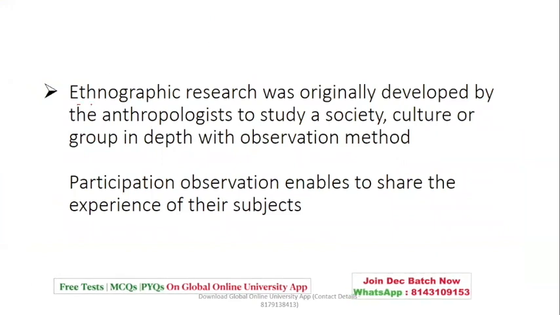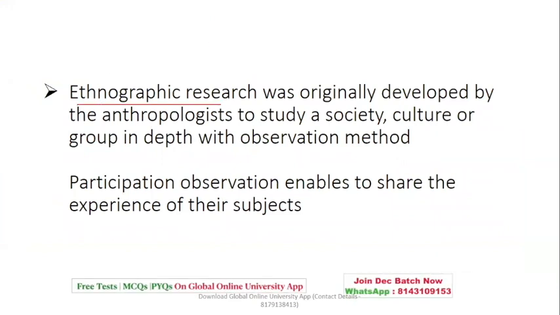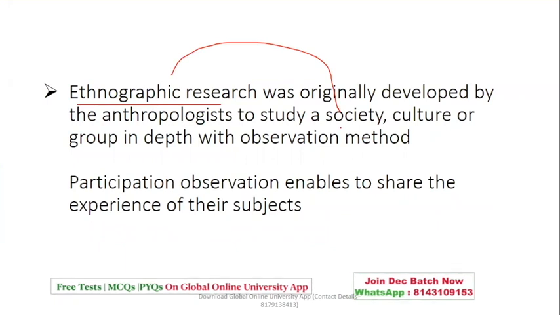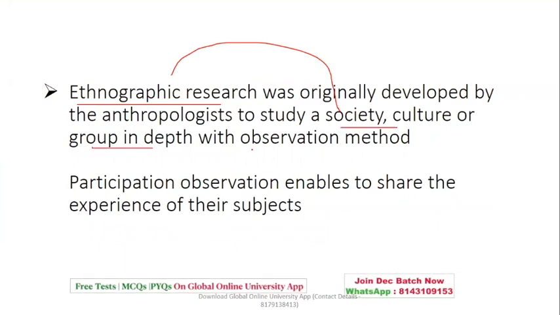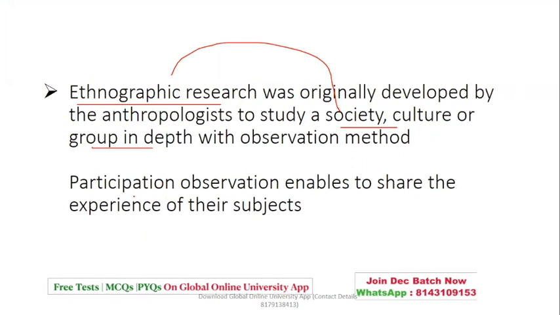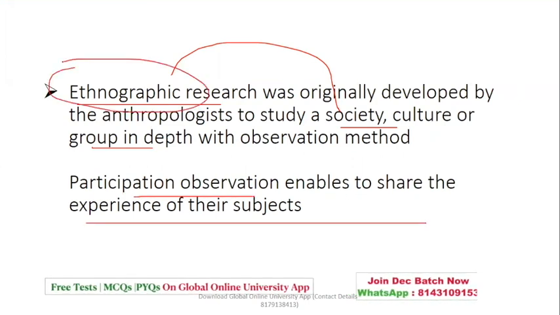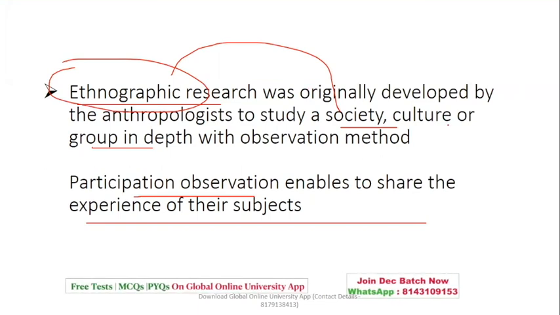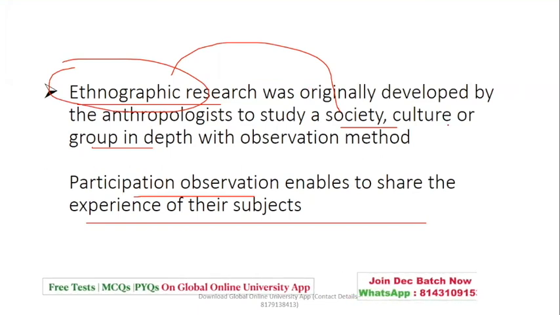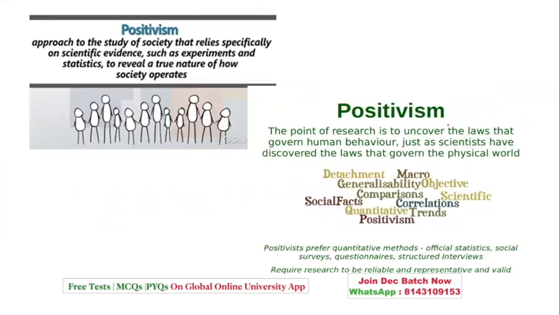Ethnographic research, here students are a little bit confused. It talks about culture, society, or a group in depth with the observation method. The participant observation enables you to share the experience of the subject. So ethnographic research basically deals with society and culture or a group in depth. Okay, so this was about the types of research.